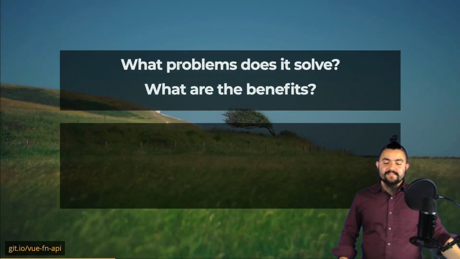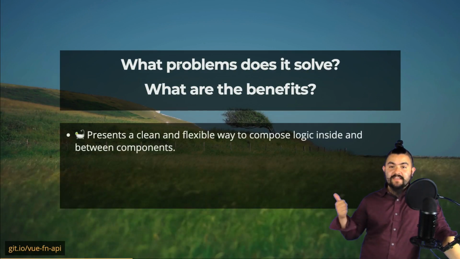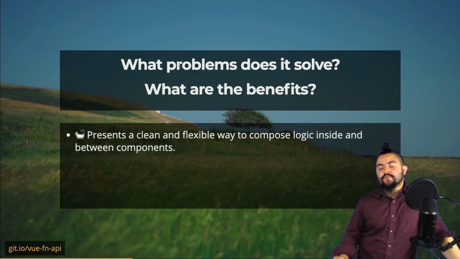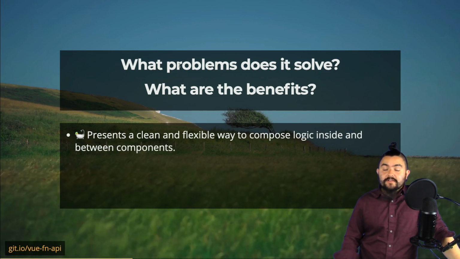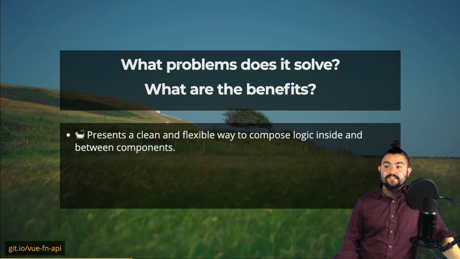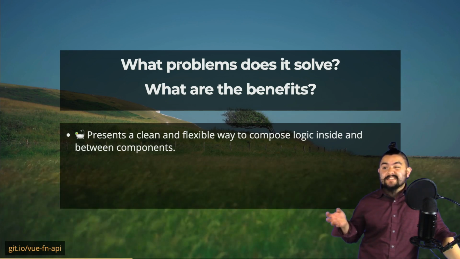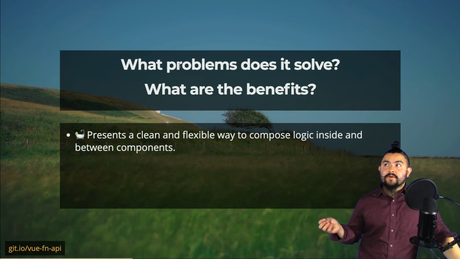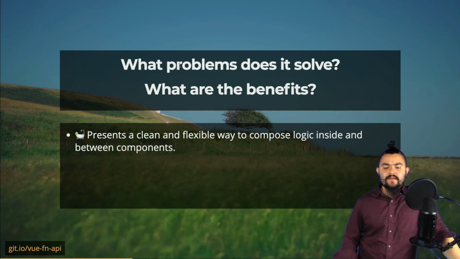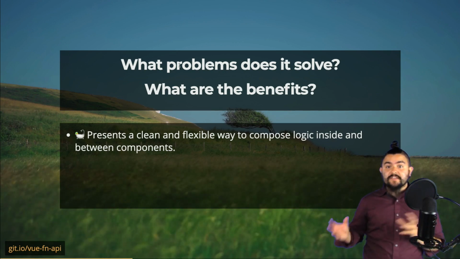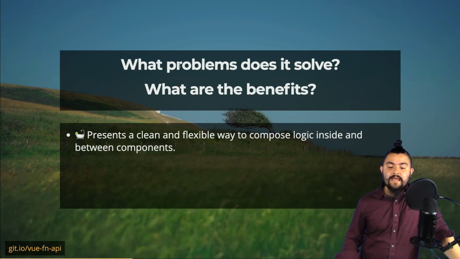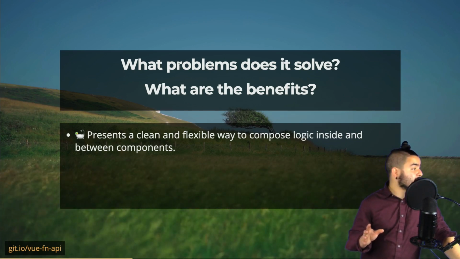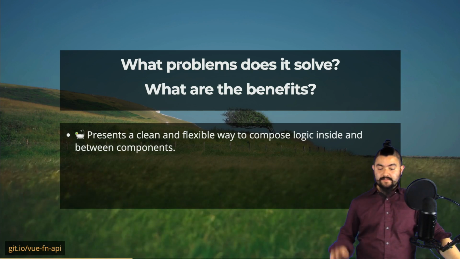Now, what problems does it solve and what are the benefits? First thing, it presents a clean and flexible way to compose logic inside and between components. If you've ever worked on large vue.js applications, typically you might use things like mix-ins or higher order components or renderless components, renderless functions, to basically share things between your components and throughout your application. But this presents a lot of problems. And this new API is aiming to solve those problems.